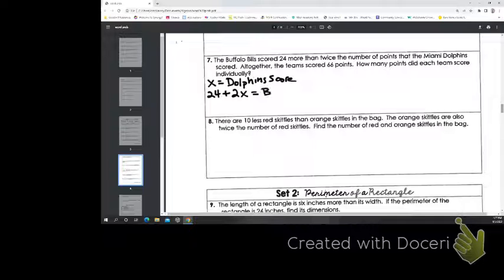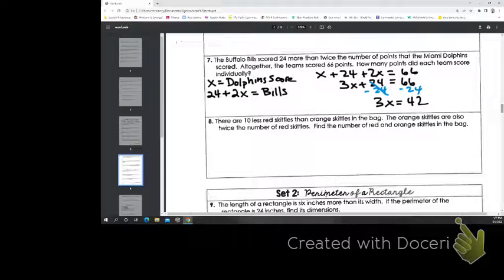Together, so we're going to add them together. Together they scored 66 points. So even though my x's aren't next to each other, we know we can combine them to be 3x. And after we've done that, we're right back to the two-step equation. So we can subtract and then divide.